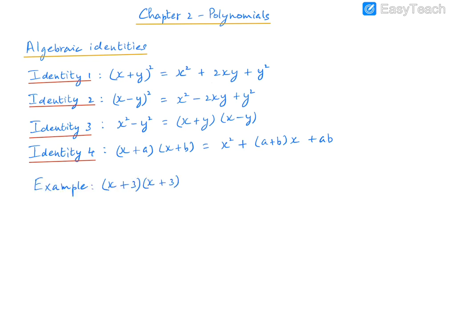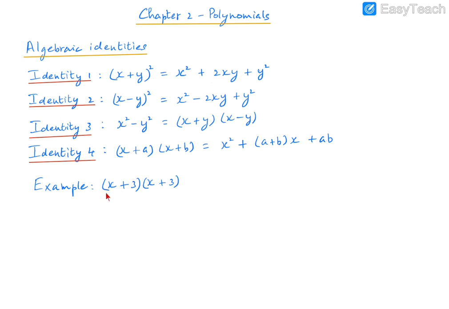So let us do the first example for this expression, x plus 3 multiplied with x plus 3, and we'll try to simplify this and find the final expression for this product. For x plus 3 into x plus 3, we can use 2 different identities from identities 1 to 4 here and get the same result. So let's do both the methods, both the identities, and verify that we get the same results.